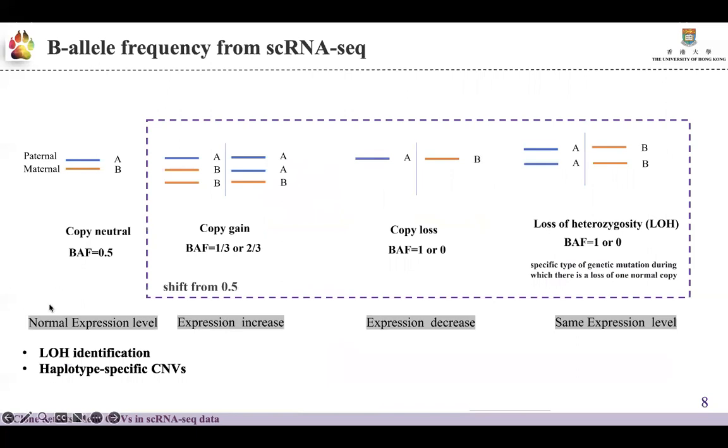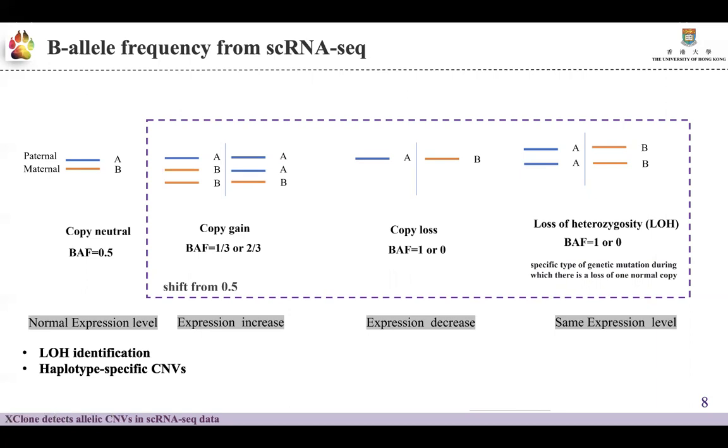And based on the allele count and total count, we can get the B allele frequency. For a normal expression level, we can see that the B allele frequency is around 0.5. But if the B allele frequency shifts from 0.5, then there can be a copy gain, a copy loss, and also a very special situation, which is copy neutral loss of heterozygosity.